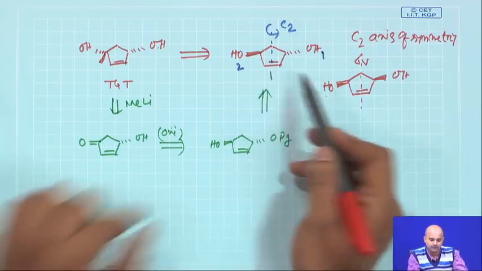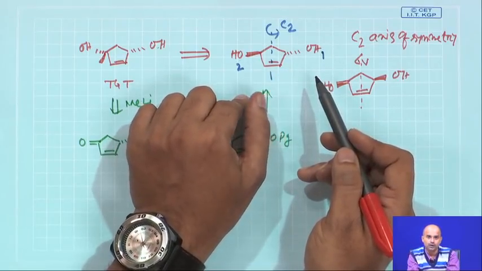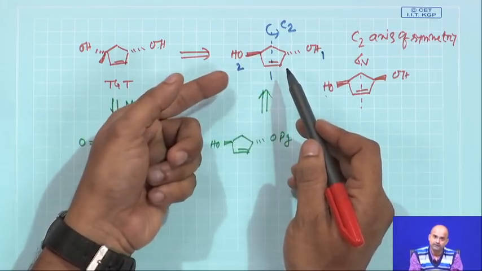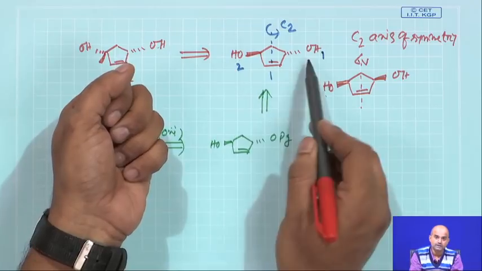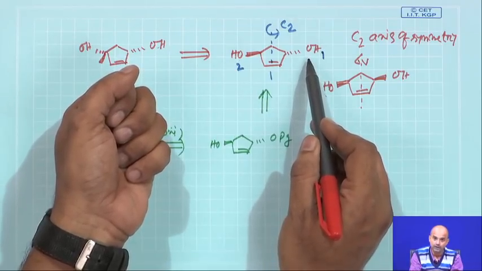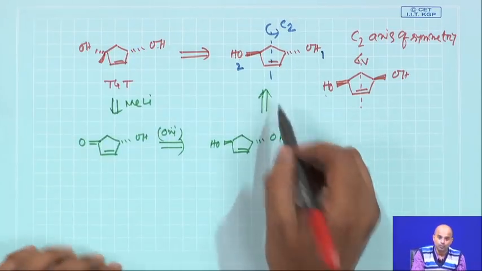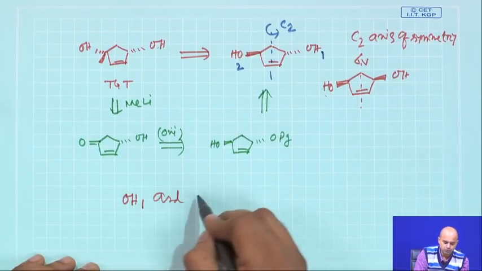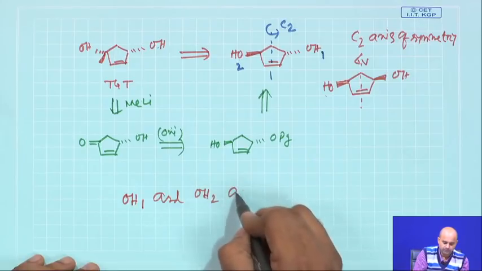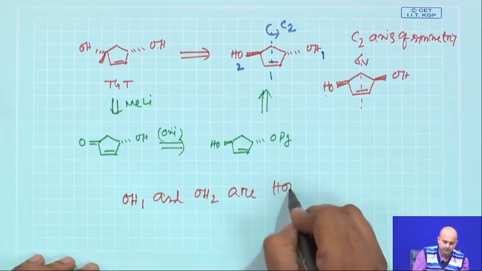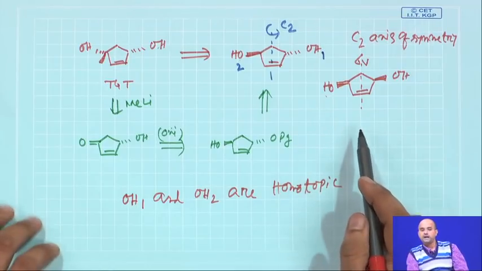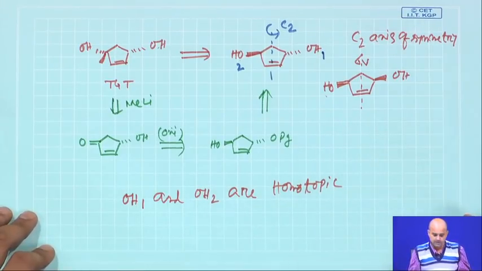Now, C2 symmetry means if you put a rotation of 180 degrees around this axis, you get the same compound. That is why these two OH are basically chemically equivalent, and they are termed as homotopic. So, I say OH 1 and OH 2 are homotopic. Now, homotopic means they are identical. We will be discussing this strategy a little bit later on when we talk about stereochemical strategies.